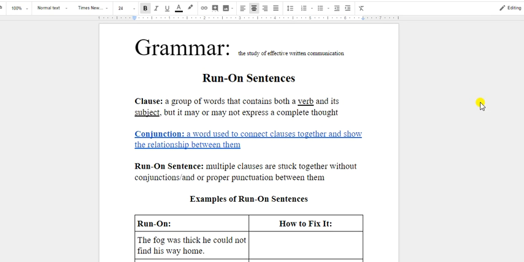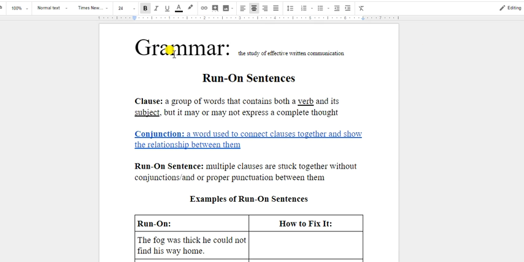So you've already learned about sentence fragments, which, of course, was a fragment of a sentence, but not a complete sentence. Now we need to talk about sort of the opposite of that, if we're talking about errors that a lot of students make when they're writing. We're going to talk about run-on sentences.